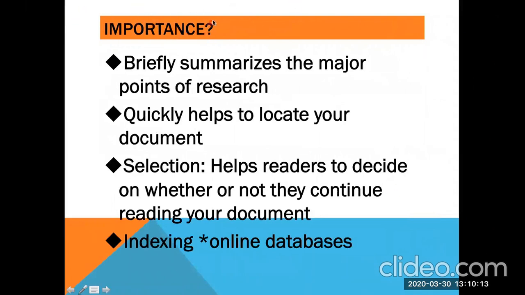The importance and significance of abstracts. Why write an abstract? Abstracts are important for both selection and indexing purposes. Selection, in this case, abstracts allow readers who may be interested in the paper to quickly decide whether it is relevant to their purposes and whether they need to read the whole paper, and also quickly helps readers locate your document. And indexing, on the other hand, most academic journal databases accessed through the library enable you to search abstracts. This allows for quick retrieval by users.